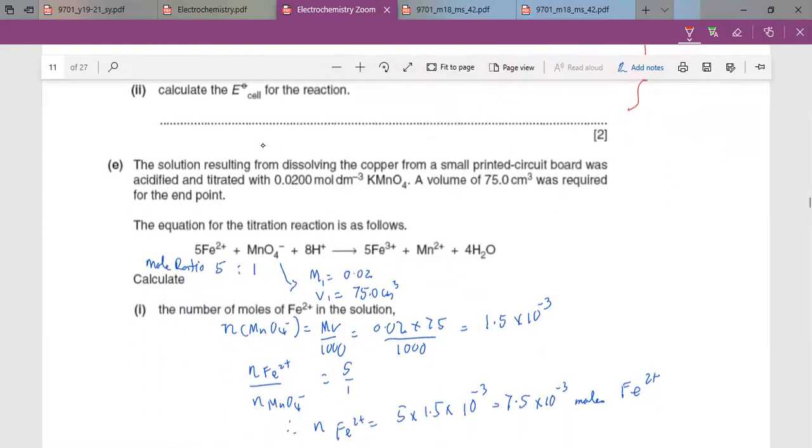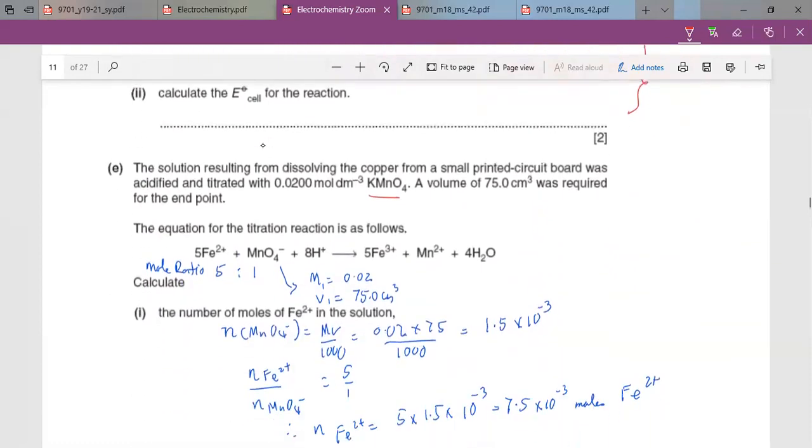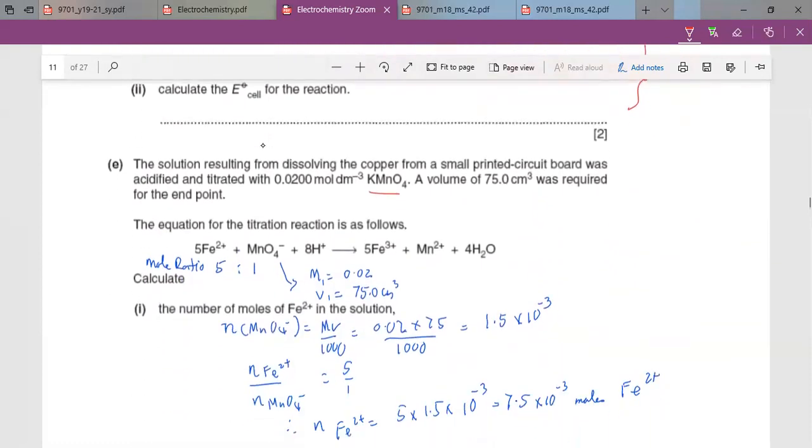Now the resulting solution from dissolving the copper in the printed circuit board was acidified and titrated with KMnO4, which means the Fe2+ here is going to react with your KMnO4. See now? This is done in practical again for AS, isn't it?